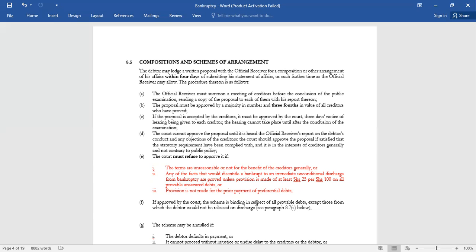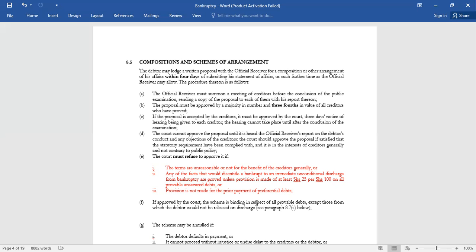And lastly, provision is not made for the prior payment of preferential debts. In other words, we are saying you should honor what you said here. There should be no debts that have been put or that are preferred to be paid before the particular debt that I had petitioned. Are we there? So if approved by the court, the scheme is binding in respect of all provable debts, except those from which the debtor will not be released on discharge. And we'll be seeing this later in the topic.